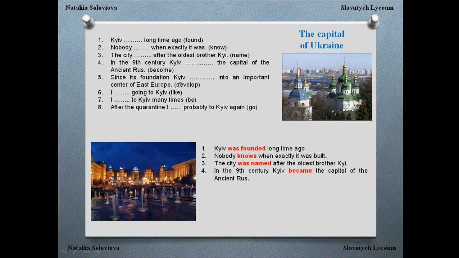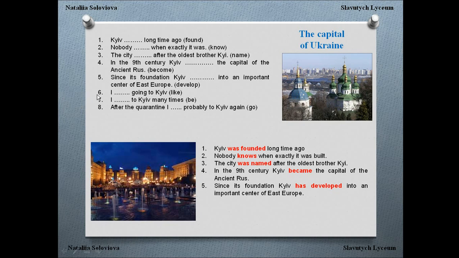Number 5. Since its foundation, Kiev into an important center of East Europe. We are talking about the result at the present moment. So it's better to use perfect tense. Perfect, active or passive? Let's use active. Kiev has developed into an important center of East Europe.